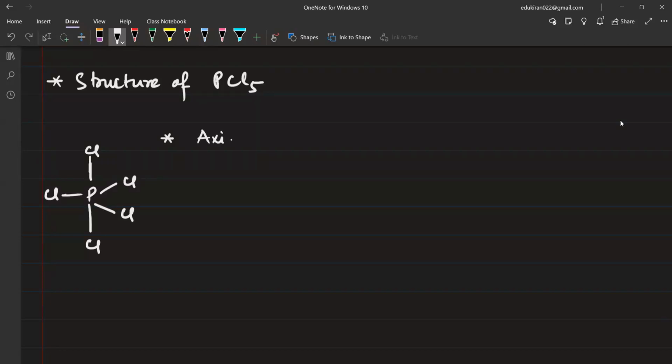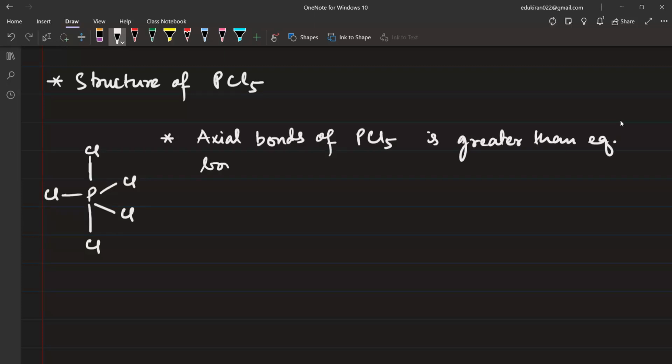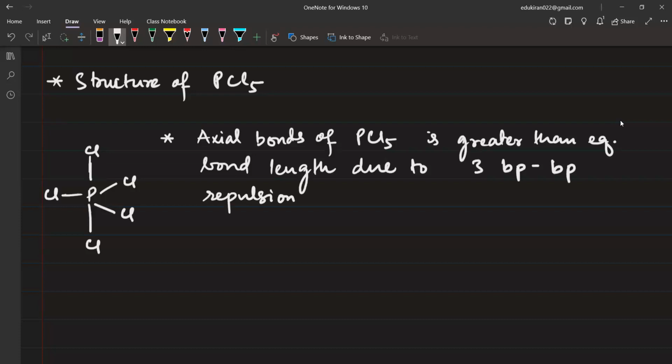So you write first of all, axial bonds of PCl5 is greater than equatorial bond. Why? Due to the bond pair repulsion at 90 degree. Due to 3 bond pair repulsion at 90 degree. Got this, Asma? Please tell me.